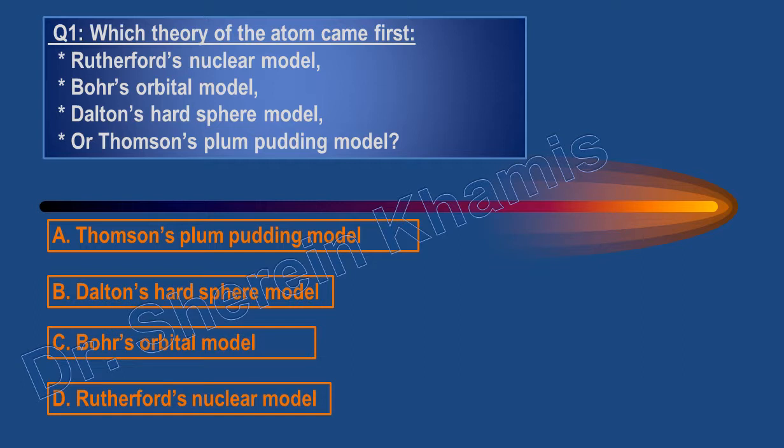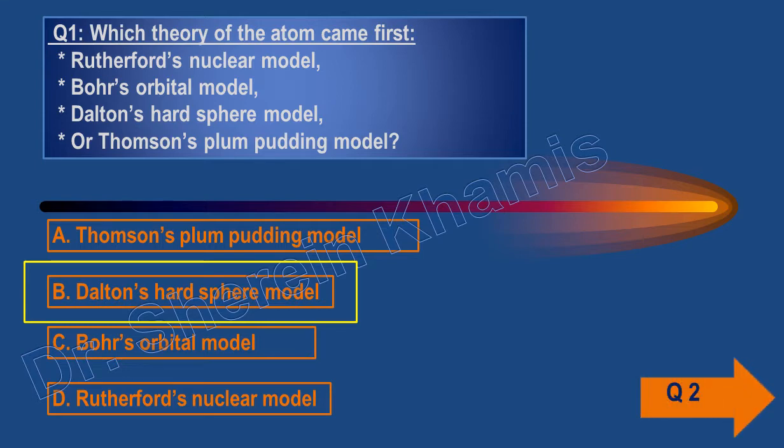Okay, if we're discussing which comes first from these theories, the first one that came and explained the structure of the atom is the Dalton hard sphere model. It is the oldest one from these theories of the structure of the atom. We will explain in our lesson that the first one was Democritus, followed by Dalton, and Democritus and Dalton all explained that the atom is a hard sphere or contains solid particles called nucleus. Okay, let's go into question number 2.